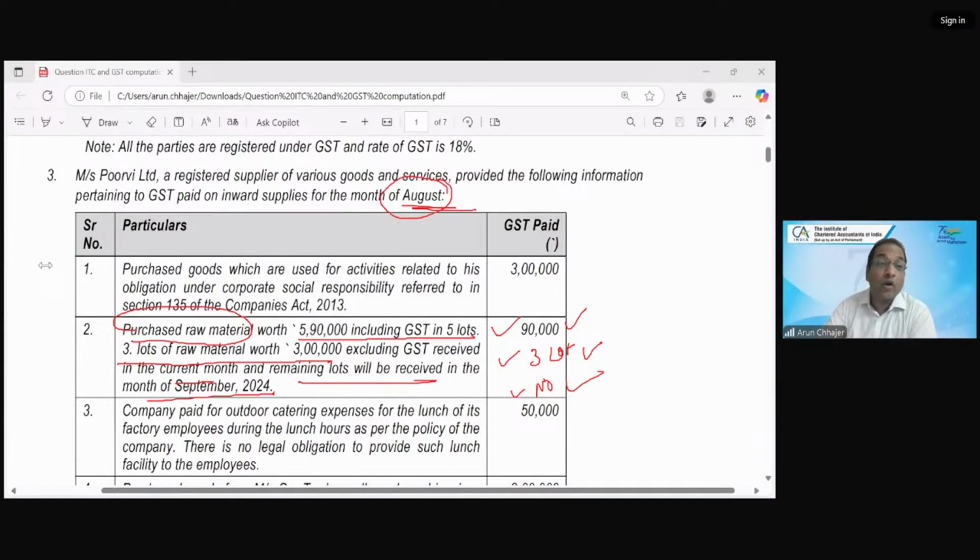Answer is no ITC. Why no ITC? Because we know it will be eligible only on the last lot.